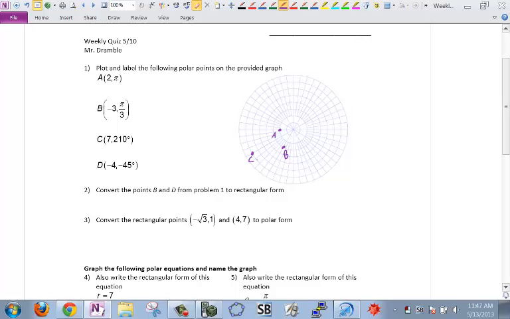And then finally, negative 45 degrees is this ray. But we go in the negative direction of it. So 1, 2, 3, 4. Right there. Agreed? And that is point D. So there's your points A, B, C, and D.